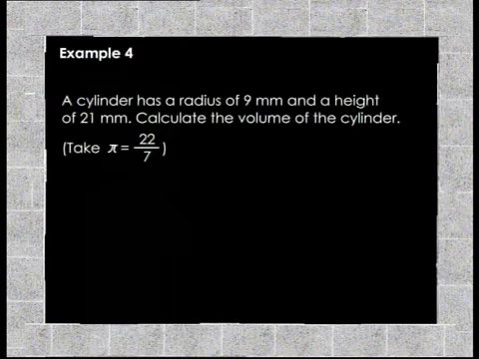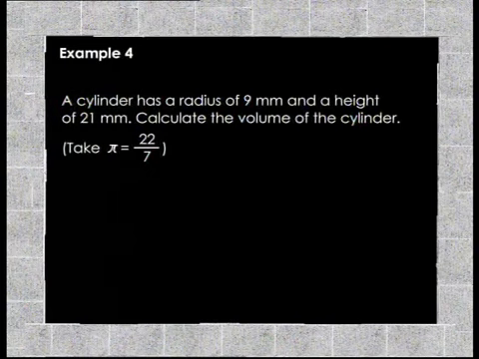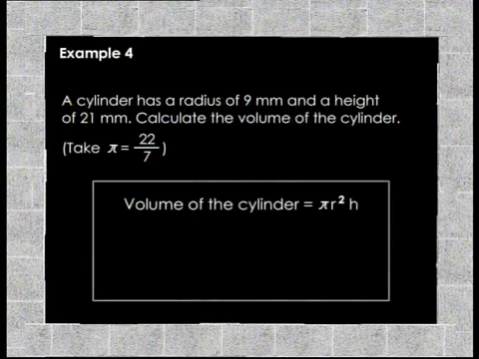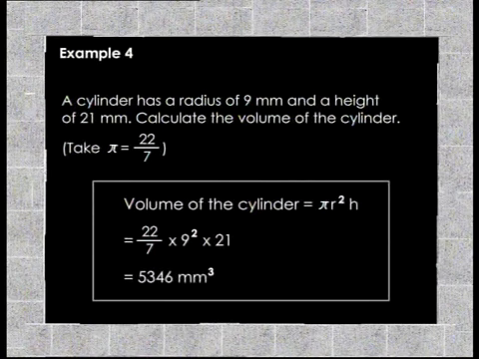Example 4. A cylinder has a radius of 9 millimeters and a height of 21 millimeters. Calculate the volume of the cylinder. Take pi equals 22 over 7. Volume of the cylinder equals pi r squared h equals 22 over 7 times 9 squared times 21 equals 5,346 cubic millimeters.